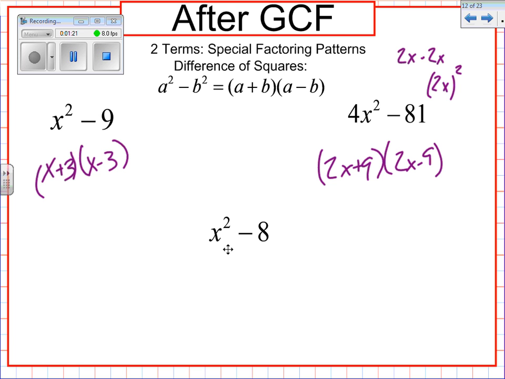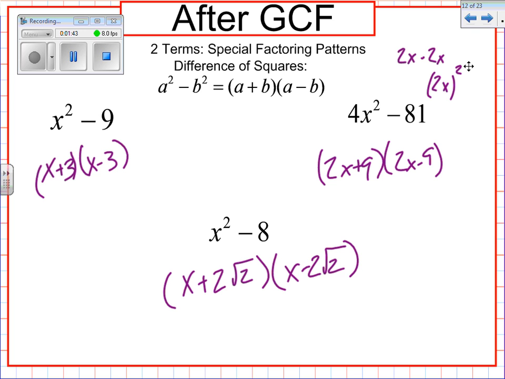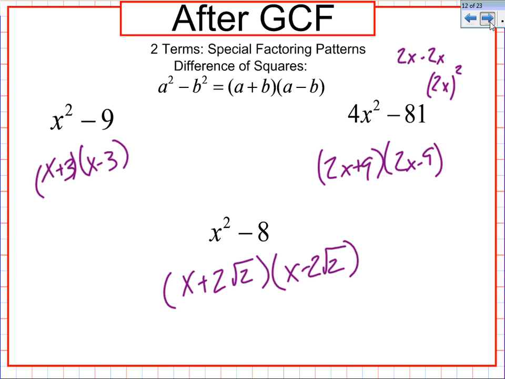You can kind of extend this idea to things that aren't perfect squares, but it's kind of goofy. So I'm going to give you the answer to this final problem here, and I want to see if you can figure out where it came from. This factors to x plus 2 root 2 times x minus 2 root 2. I'd love to see if you could figure out where that came from. All right, so on to the new.